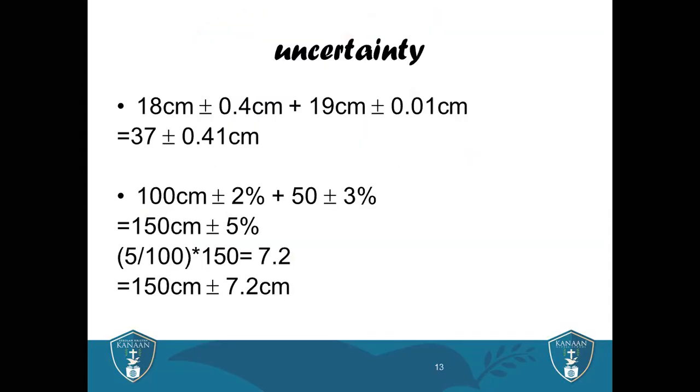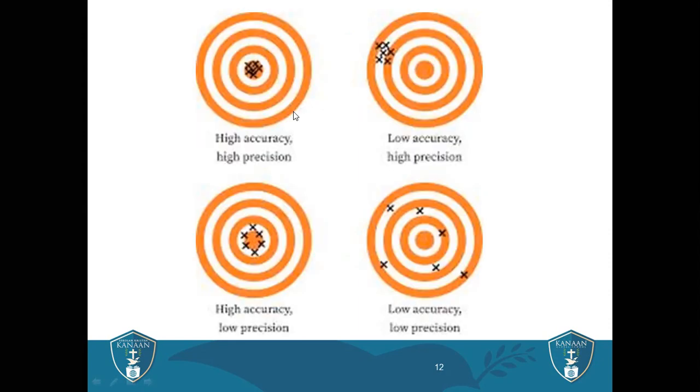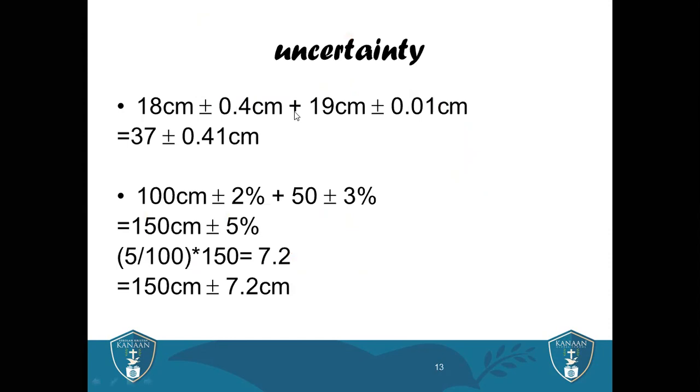Okay, uncertainty. How do you measure uncertainty? This is more of a simple one because we're doing additions, and I am not going to explain how to do multiplications, but multiplications will be different for the percentage uncertainty. For normal uncertainty, you simply add the units together and add the uncertainties together. So in this case, it's 18 plus 19, which is 37 centimeters, plus minus 0.4 plus 0.01, which is 0.41.